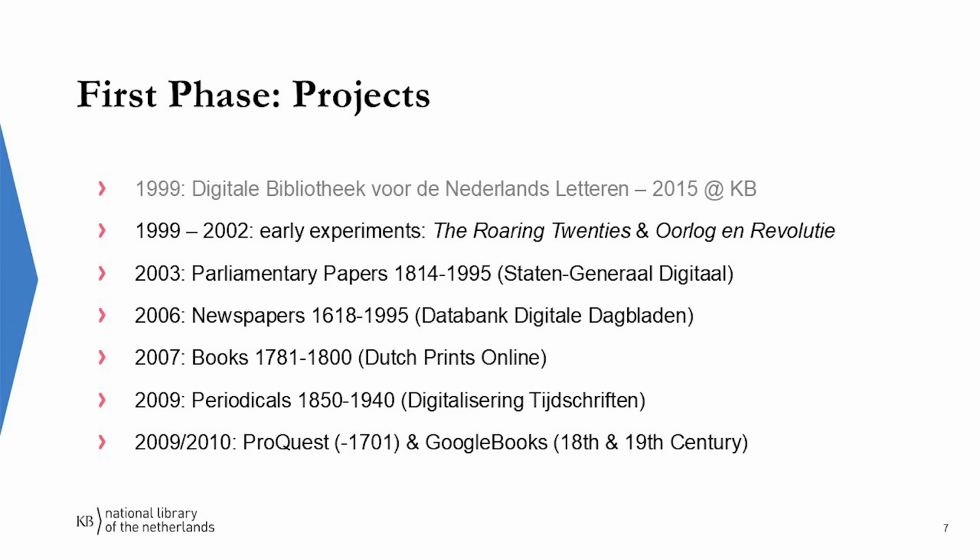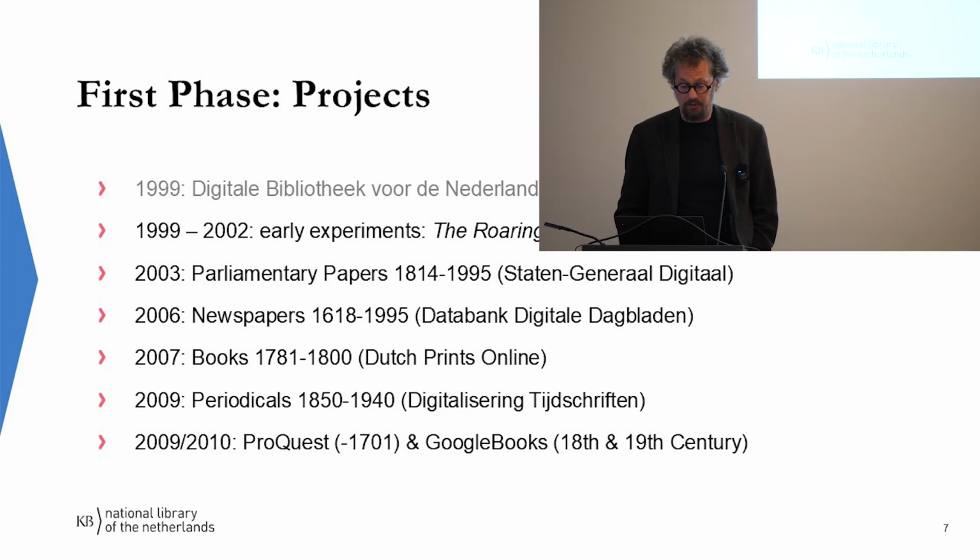After the answers were yes, it is possible, we started with bigger projects. The parliamentary papers have been digitized. We got a very big project starting in 2006 for historical newspapers ranging from 1618 until 1995. One project for early modern books, one project for periodicals, so magazines and journals, not newspapers, etc. Then by the end of the first decade, we took a somewhat controversial decision and also collaborated with ProQuest and Google Books for the older books. Those projects have all been finished by now.